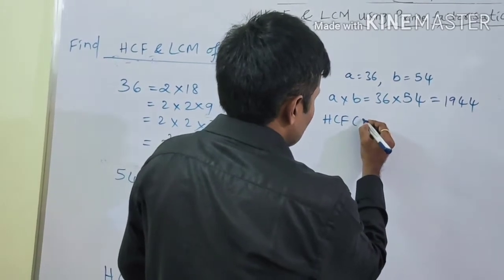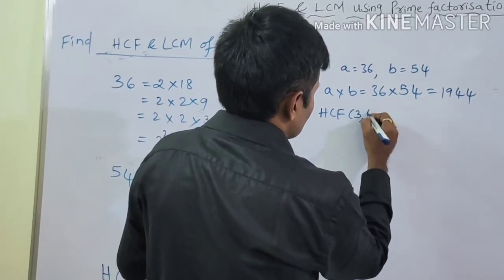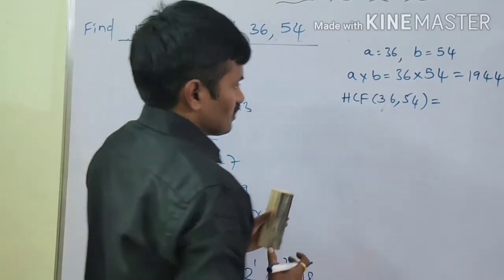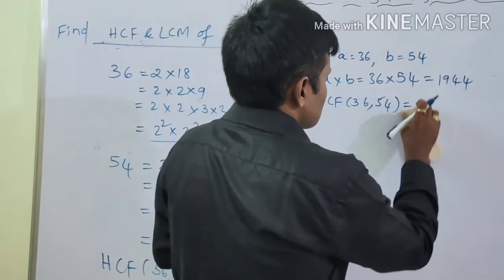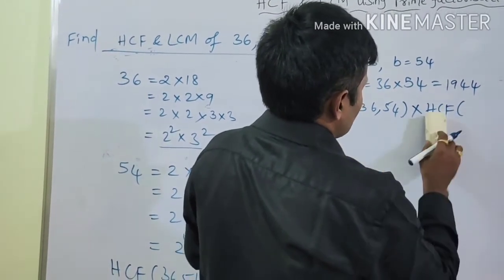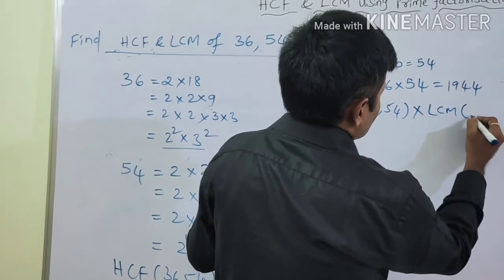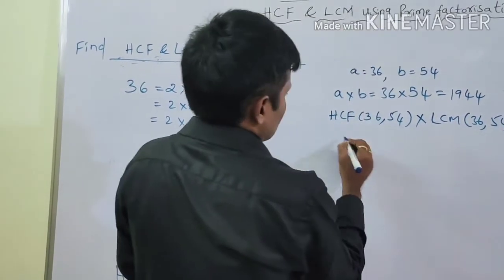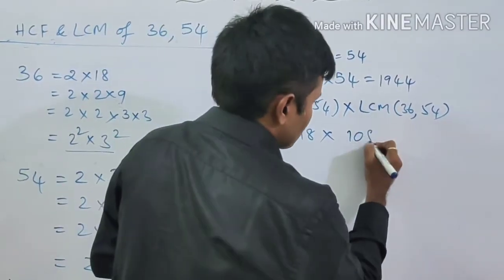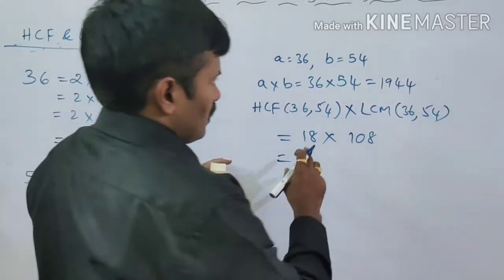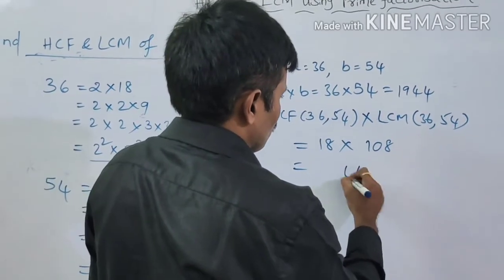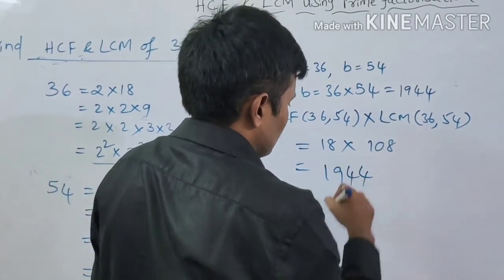Yes. Now see, we already found the HCF of these two numbers, 36, 54. How much did we get? 18. Now find the LCM of 36, 54. Their HCF is 18, their LCM is 108. Now find the product. 18 times 8 is 144, 18 times 0 is 0, 4 again, 18 times 1 is 18, plus 1, 1944.